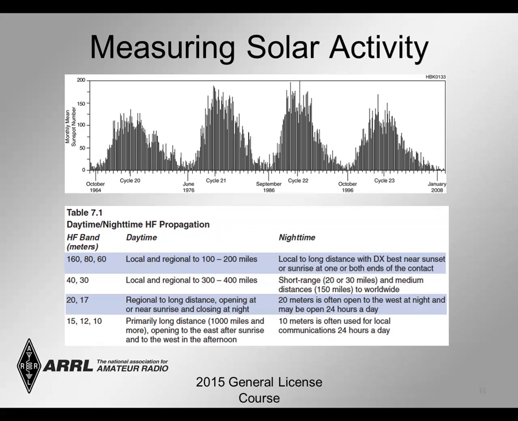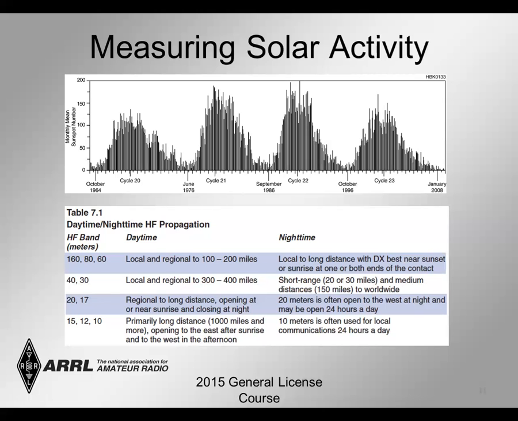And then at nighttime, you have the local, and also you can get long distance at nighttime on these lower frequencies. And best near sunset or sunrise when you get that gray line effect at one or both ends of the contact. And then generally speaking, 40 and 30 meters is local and regional. You get out a little farther.